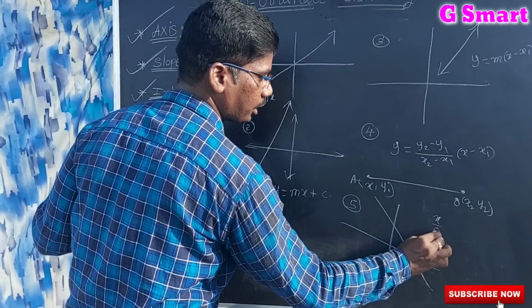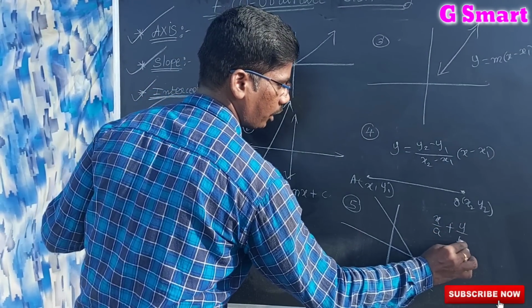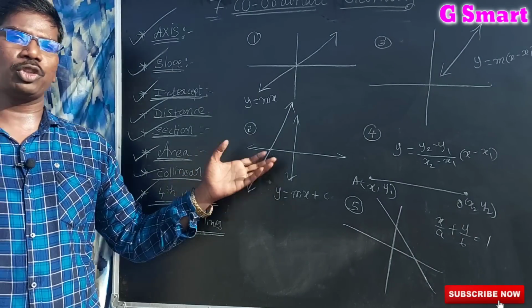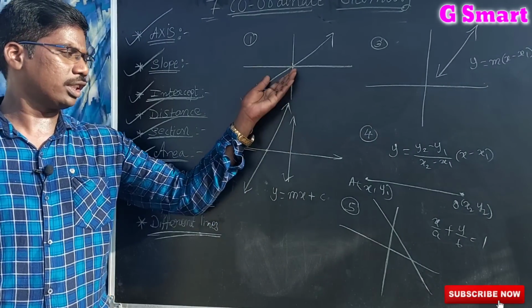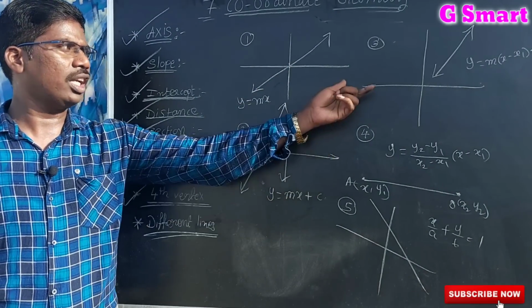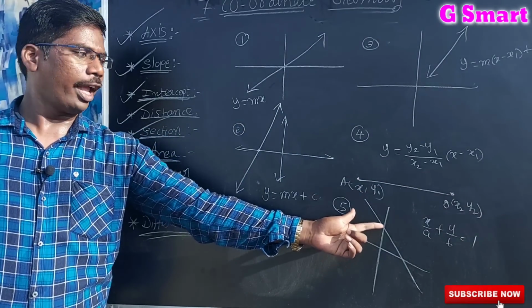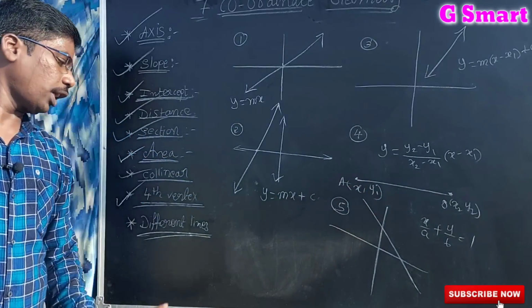This is the intercept form: x by a plus y by b is equal to 1. The proofs are not needed, so you have to remember these formulas. This is the slope form. This is the slope and intercept form. This is the slope and point form. This is the 2 points form. This is the intercept form, x by a plus y by b is equal to 1. So this is the concept about this one.